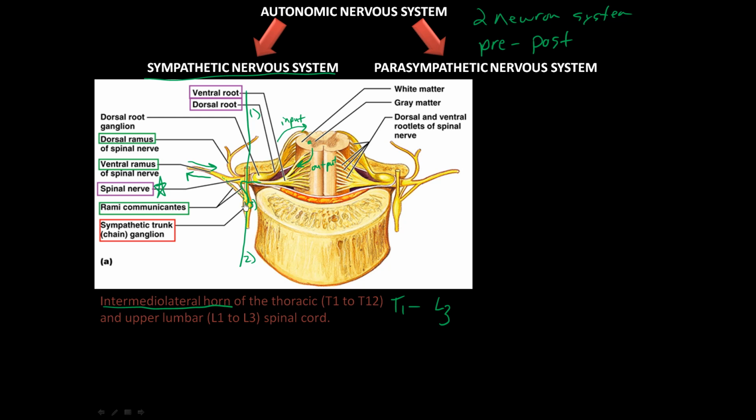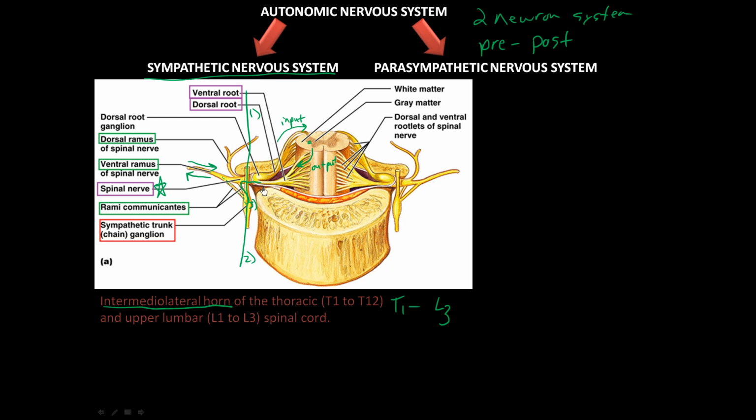The postganglionic neuron then travels back through what they call the rami communicantes, back into the ventral ramus of the spinal nerve, and goes out to the skin and the musculoskeletal system. Like I said in the last video, the sympathetic nervous system is projected to every part of your body, whereas the parasympathetic nervous system is not. So the sympathetic nervous system has a lot of communications and is in a lot of different places.